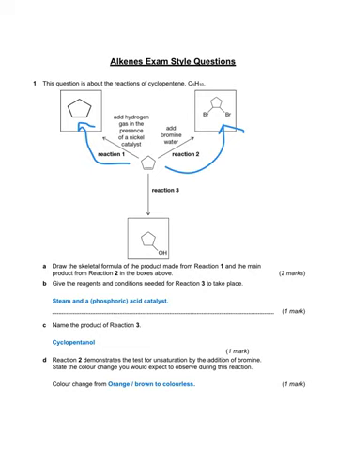What are the reagents and conditions needed for 3? Well, you can see you are adding H there and an OH there. So you need steam and a phosphoric acid catalyst. The product there is cyclopentanol. You may not have studied alcohols yet, so not be able to name that, but that's how you would call it. And what would be the colour change? It would go from orange or brown to colourless.